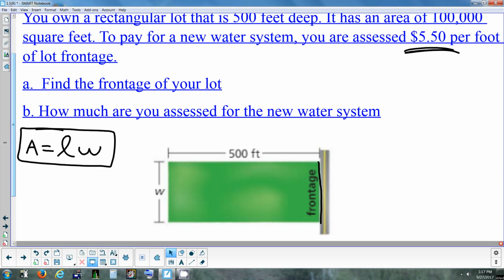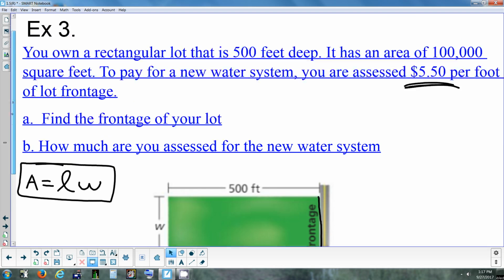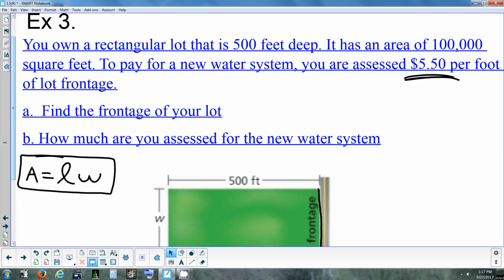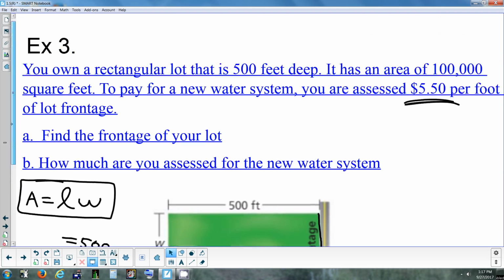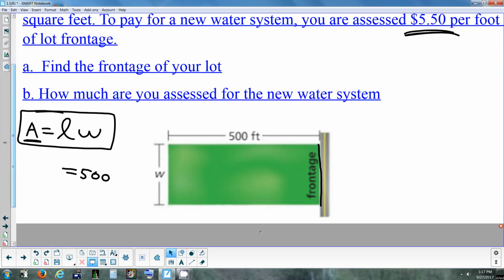Now, that's a literal equation, right? That's two or more letters. How many letters total are in there? There are 3 letters. Out of those 3 letters, which one do I know? Length. What is that? 500 feet. Can somebody tell me something else that I know? The area. What's the area? 100,000. So we're going to fill that in there.